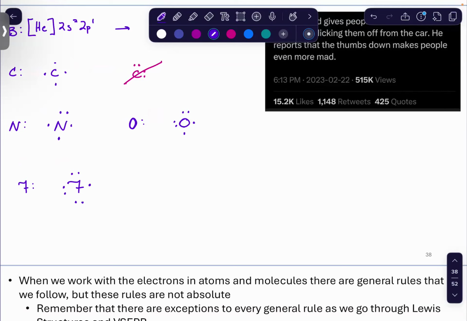Now when you draw them, you don't really have to go around in a circle like that, but just make sure every side is getting at least one electron. And then neon. Neon's a noble gas. It has eight valence electrons. Remember, it has that filled valence shell, so it's very stable. So there'd be your Lewis symbol for neon.